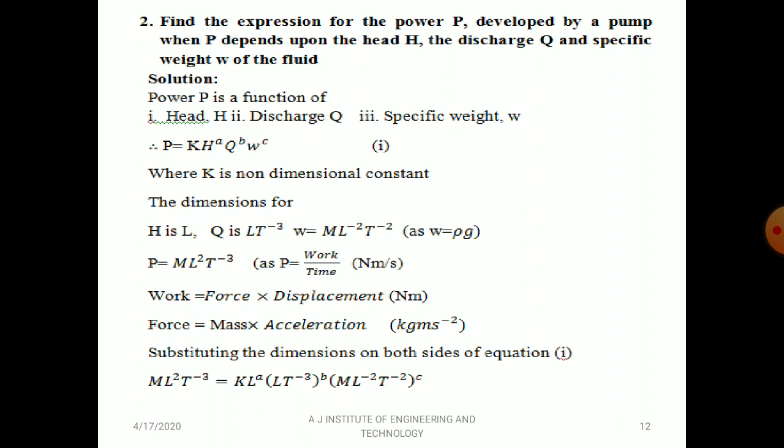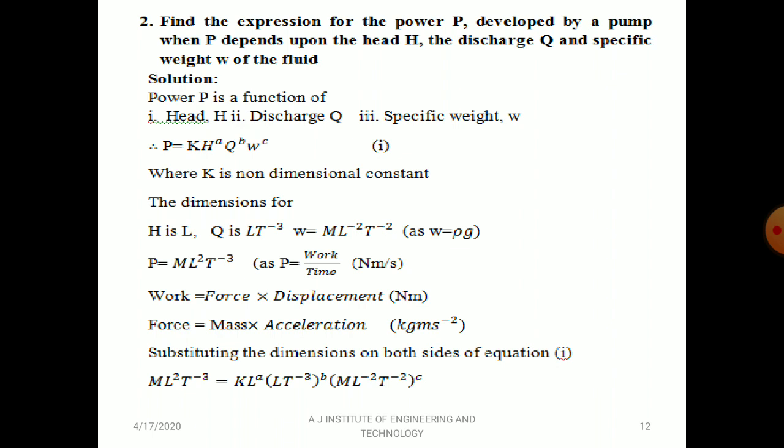So power, as I already explained, is joule per second or Newton meter per second. By using that, we can get the expression for power as M L square T to the power minus 3, as P equal to work by time. So the unit of work is Newton meter, because work is equal to force into displacement. Then in place of Newton, we can replace force equal to mass into acceleration, kg meter into second to the power minus 2. So in this way we can get the dimension for power.